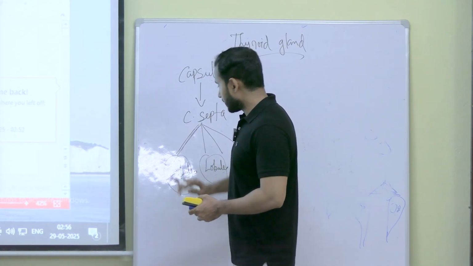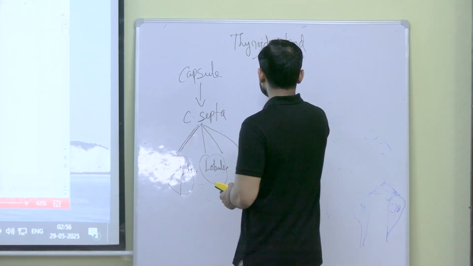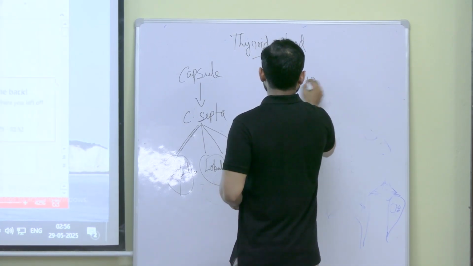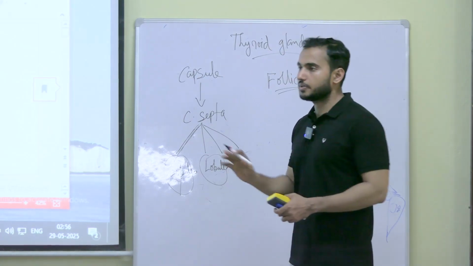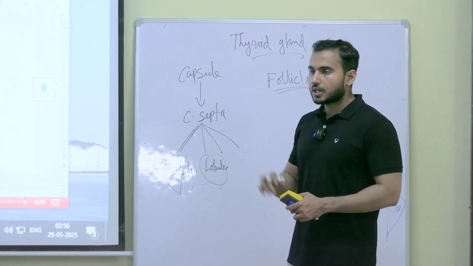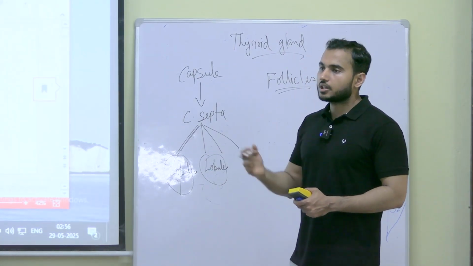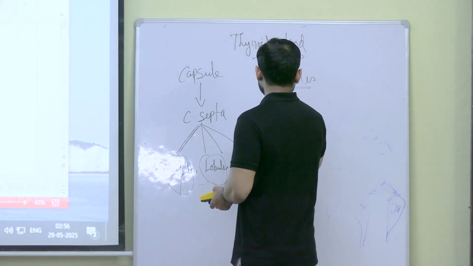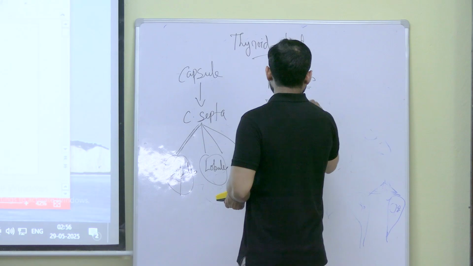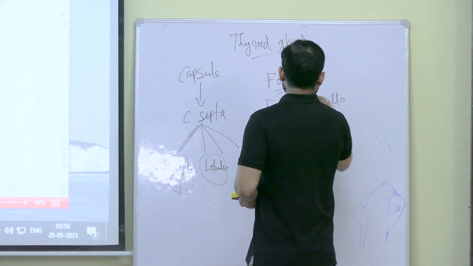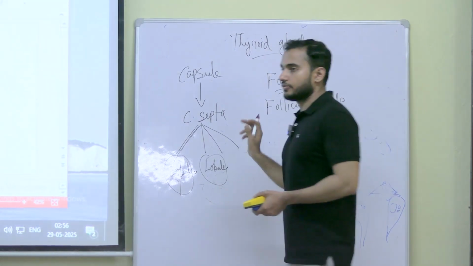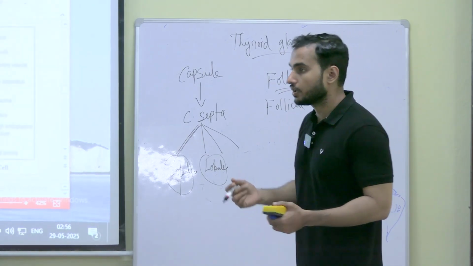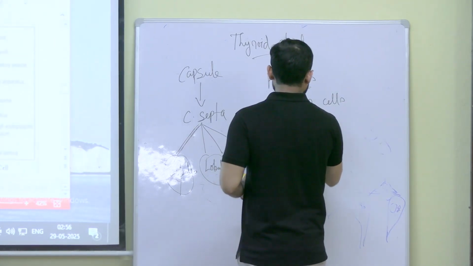Next, if you take one particular lobule, you will see that it is made up of multiple follicles. Now, inside the follicles, what can we see? Inside each and every follicle, follicular cells are there. What else? Colloid, plus colloid.